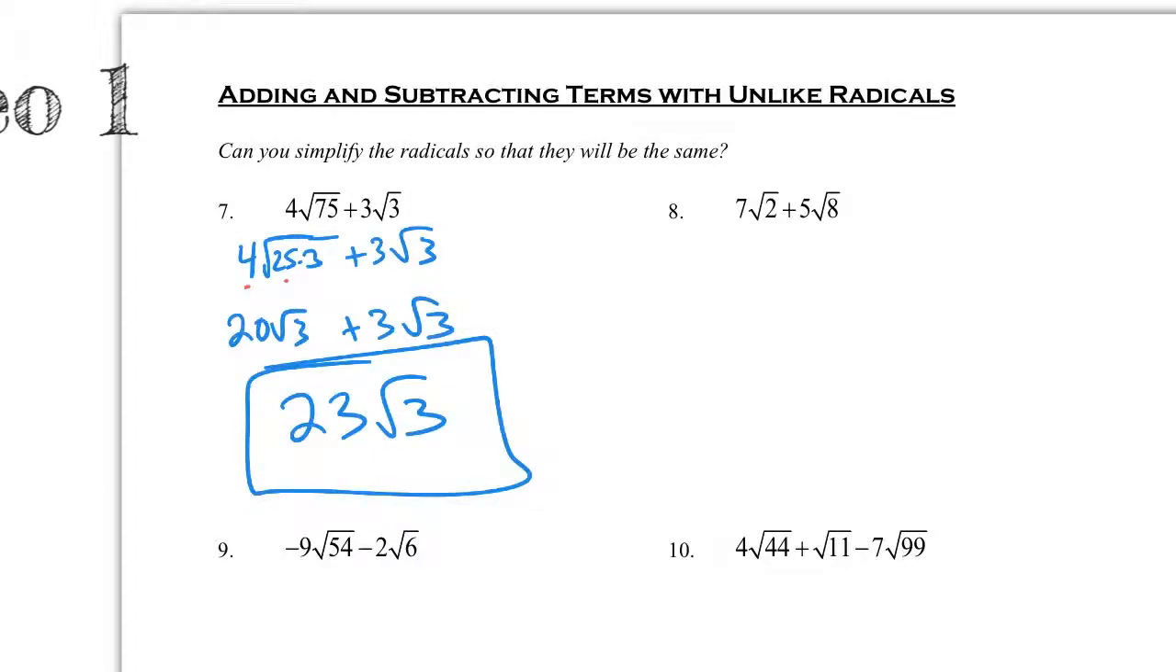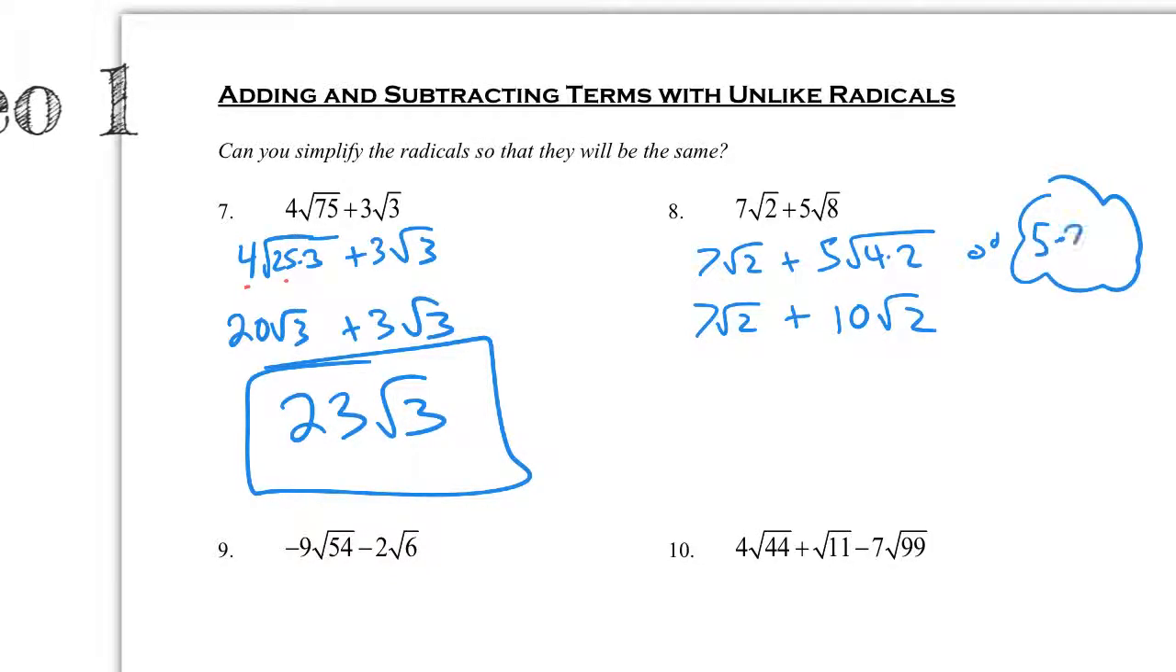If we do number 8, 7 root 2 plus 5 root 8. I'm going to try to get the root 8 to be a root 2. So I'd have 7 root 2 plus 5 root 4 times 2, because 8 is 4 times 2. That's 7 root 2 plus 5 times root 4. Root 4 is 2. 5 times 2 is 10 root 2. The step I'm kind of doing in my head here is 5 times 2 root 2, because the square root of 4 is 2. And then those are like terms, so I get 17 root 2.